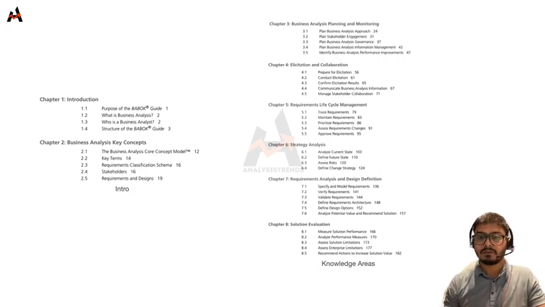It only includes four. The four are chapter three, business analysis planning and monitoring; chapter four, elicitation and collaboration; chapter five, requirements life cycle management. You don't need to learn chapter six for ECBA. You can skip chapter 6 and move to chapter 7, that is requirements analysis and design definition, and you can also skip chapter 8, that is solution evaluation. So the only chapters covered in ECBA are chapter 3, chapter 4, chapter 5, and chapter 7: four knowledge areas out of six.